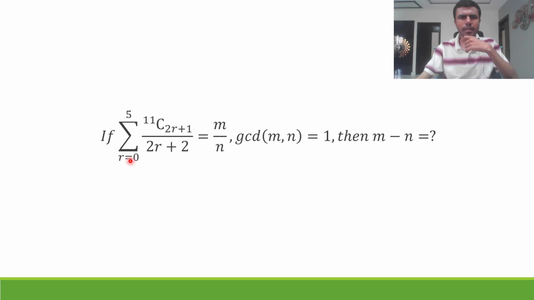Now just look at it and try to think if you can apply something. Let's say I can take 2 common, then 2 into r plus 1. If you feel like you're not able to apply any pattern or anything, right now you're not getting any idea straight away, then one of the best ways is to just expand it and understand what exactly the question is about. Let's just try to expand this.